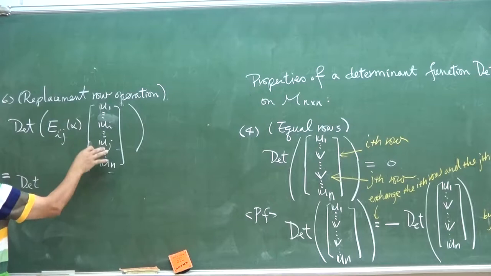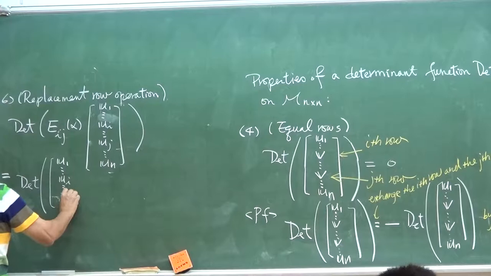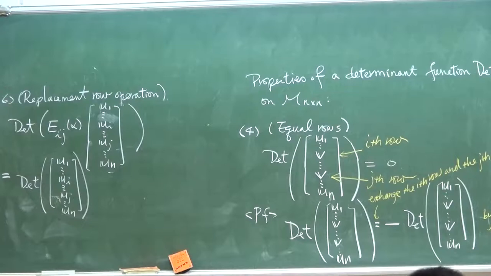When we do a replacement, then the result is the same as if we do nothing. This is the replacement. So when you do the replacement on a matrix, then its determinant is equal to the original determinant of the matrix. And the proof.